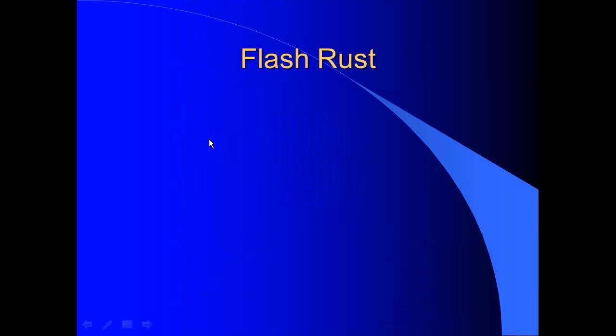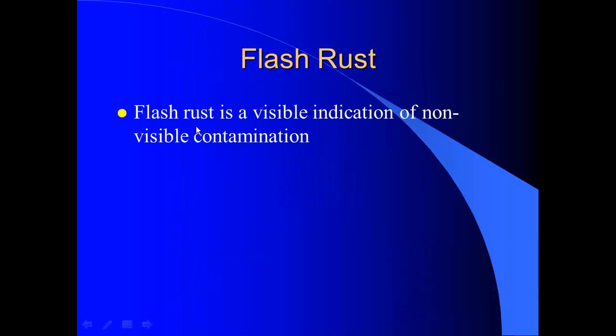Let's talk just a little bit about flash rust. Flash rust is a visible indication of non-visible contamination. All that's telling you is that salts were there, it corroded, and now it's rusting. Truly clean, uncontaminated steel will not rust even in 100% humidity for thousands of hours. And that's a quote from Dr. Gerald Salts.